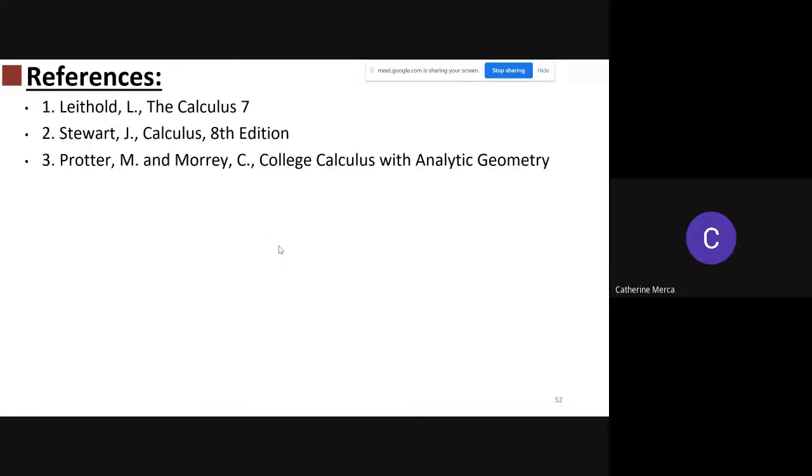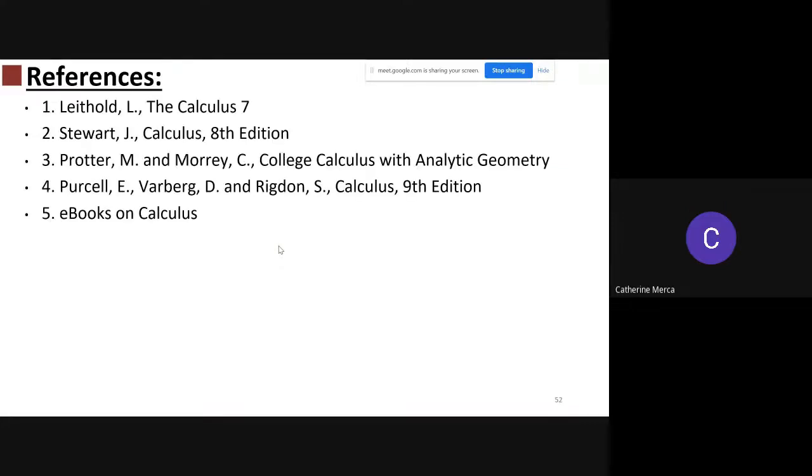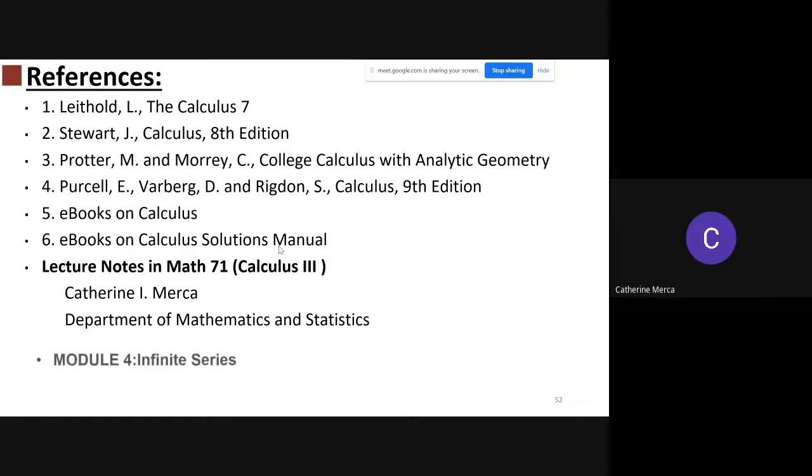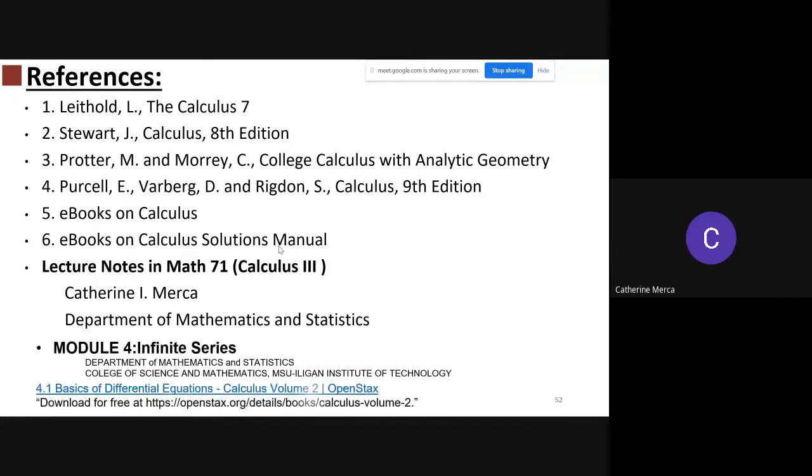Okay. So, these are the references. You can look at Lighthold and these lecture notes. That is what I used. Module 4 Infinite Series. You can download the basics. Basics of differential equations.